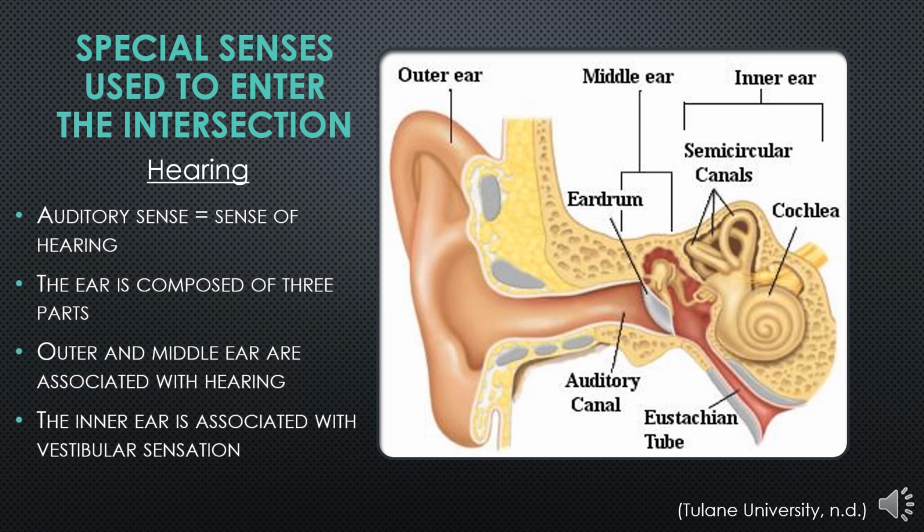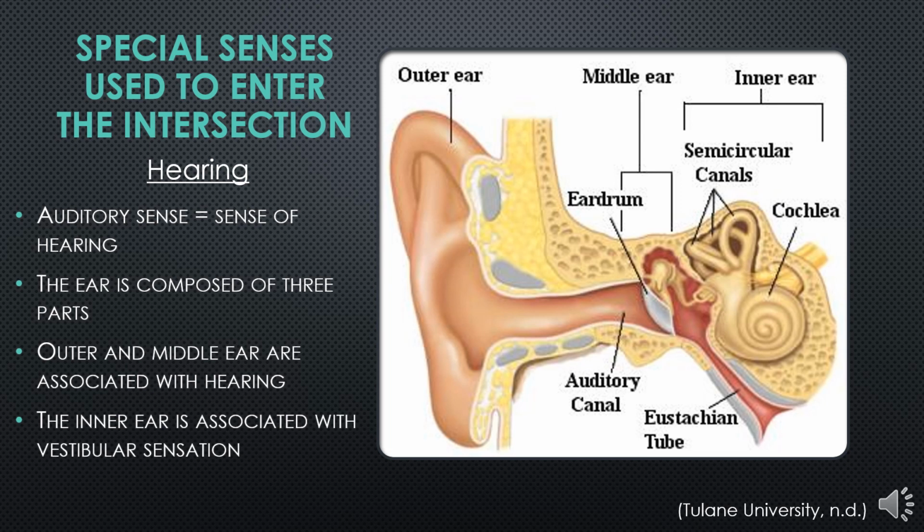The shell-shaped auricle or pinna is composed of elastic cartilage covered with skin. The auricle helps direct sound waves into the external auditory canal, which is a slightly curved tunnel that ends at the tympanic membrane or the eardrum. The tympanic membrane is composed of a thin layer of epithelium and connective tissue and separates the outer ear from the middle ear. It helps direct the energy of sound waves to reach the inner ear.